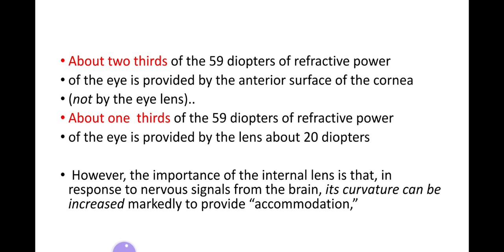Of the 59 diopters of refractive power of the eye, about 2/3 of the refractive power is contributed by the cornea, and about 1/3 of the dioptric power, that is equal to 20 diopters, is contributed by the lens. However, what is the difference between the cornea and the lens? We can markedly change the curvature of the lens in response to nervous signals. So the curvature can be increased markedly to provide accommodation.